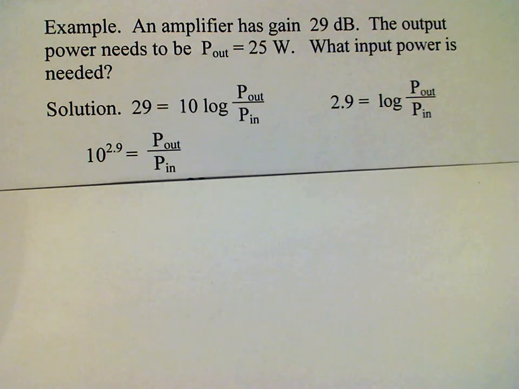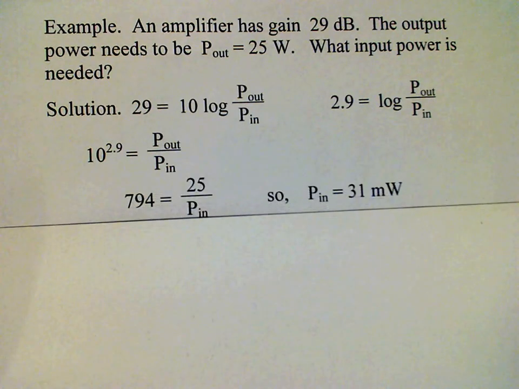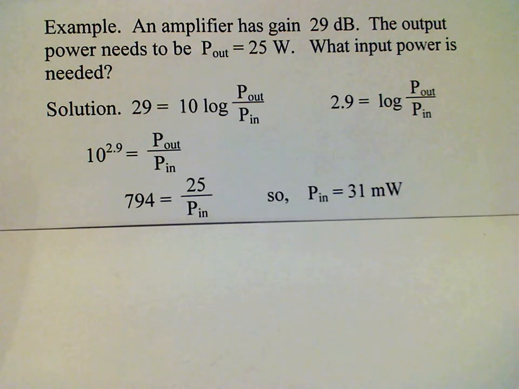And then substituting in the P out, 25 watts, we can solve for P in, which is 10 to the 2.9, 794. And we divide 25 by 794, we get 31 milliwatts.